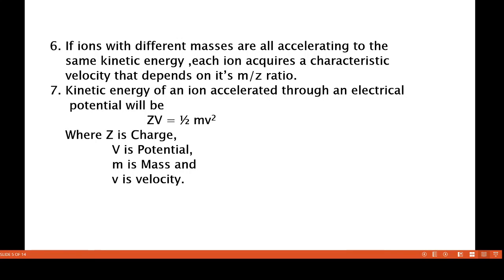Okay, the kinetic energy of an ion accelerated through an electrical potential is represented by the equation zV is equal to 1 half mv square. Here z is the charge on the ion, V is the potential difference, m is the mass of the ion and v is the velocity of the ion.